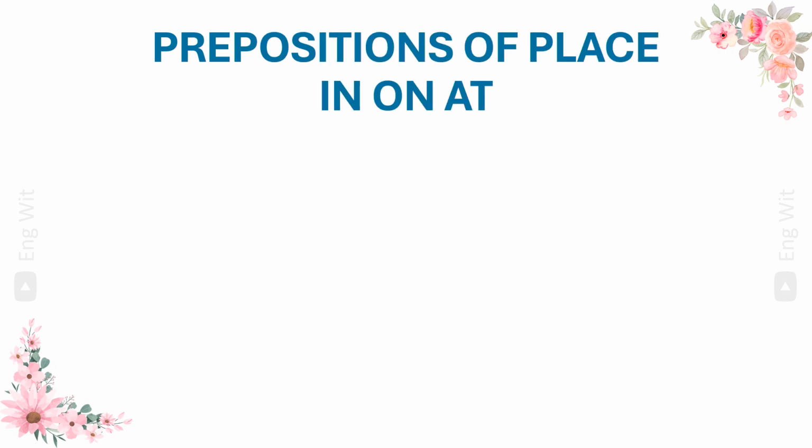Prepositions of place, in, on, and at are used to describe the location of something. Each preposition is used in different contexts based on the type of location. Here's how to use each one.